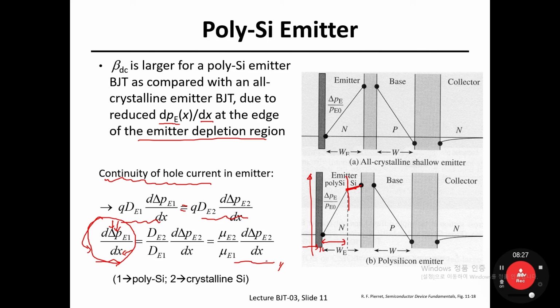as shown in here. And the key idea is emitter 1 and emitter 2, polysilicon and crystalline silicon: the mobility of electrons and holes in different materials should be very different. So this factor can be used to boost up the sensitivity of excess hole concentration in the emitter. So by modifying this value, we can boost up the gain value beta, right? So beta DC should be much higher for a polysilicon emitter BJT compared against an all-crystalline emitter BJT. So in industry, polysilicon emitter has been widely adopted in terms of improved beta DC value.